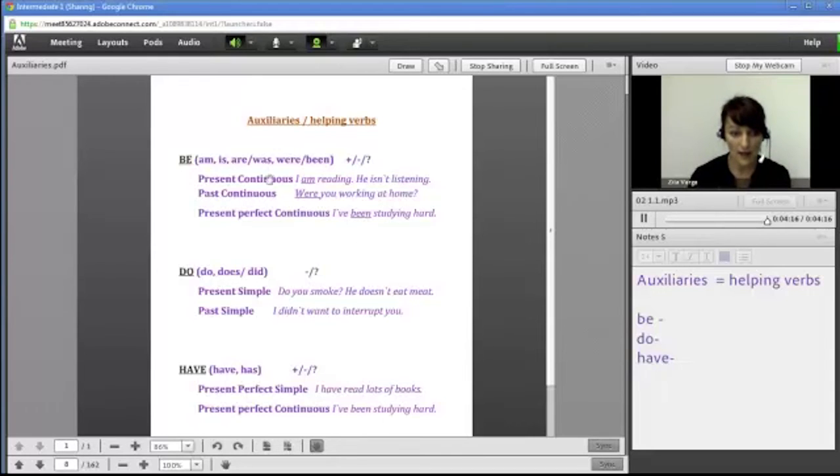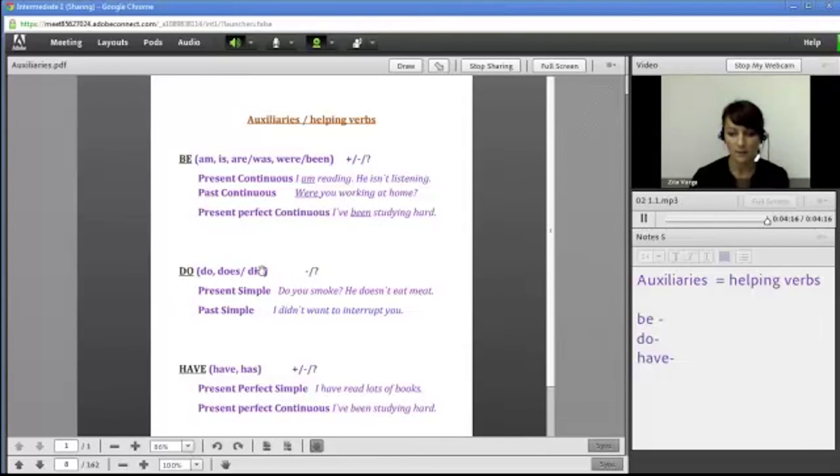So as you can see, in all continuous tenses you always have to use the correct form of verb to be. Now let's move on to the auxiliary verb do. Do or does, and in the past did, is only used to help us make questions and negative sentences. So in present simple, in a positive sentence, we won't use them. So we'll say, I smoke, he smokes. But do and does are used to form questions, do you smoke, and to form negatives, he doesn't eat meat.